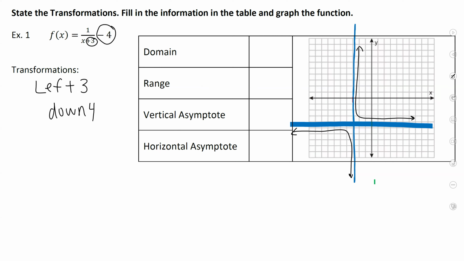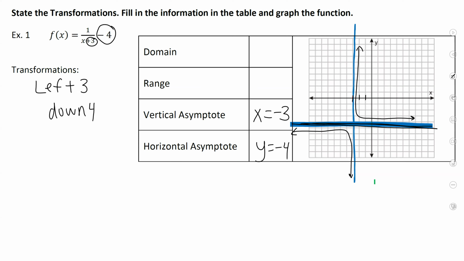Okay, now let's talk about our transformations. This vertical asymptote, where is it? Yep, it's at -3 because we went to the left 3. So this vertical asymptote is at x equals -3. Okay, let's look at this horizontal one. Where is that? -4 because it went down 4. So that's y equals -4.